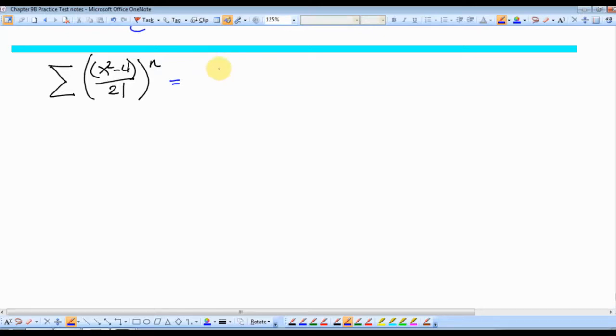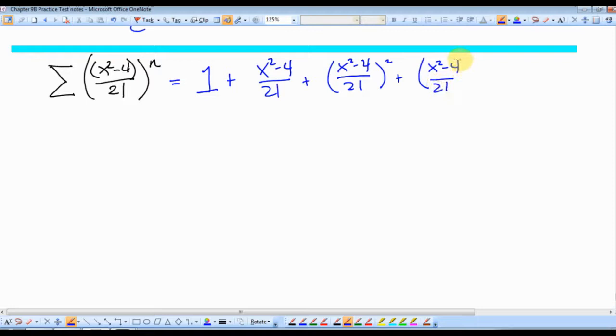When n equals 0, we get 1. N equals 1, we get x squared minus 4 over 21. N equals 2, n equals 3, and that should be enough to tell me that this is a geometric series.